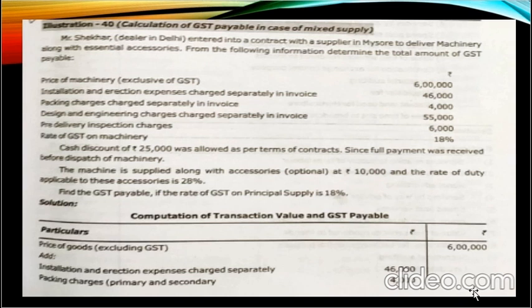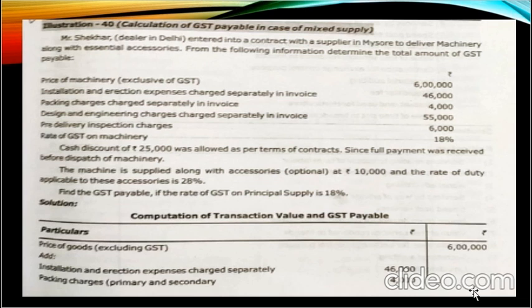So in this, they have given these accessories as optional. And when it is optional, it is called a mixed supply. When it is necessary for that particular product along with the primary product, then it will be considered as composite supply. As this machinery accessory which is supplied is optional, at the rate of rupees 10,000, it is a mixed supply.